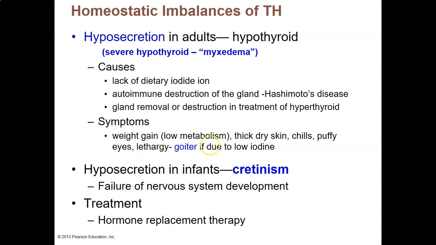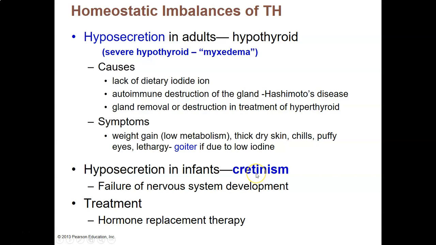If the thyroid hormone status is caused by low iodide, and I shouldn't say iodine, I should say iodide with a D, the ion, in the diet, then a goiter may be produced. We'll take a look at that in just a second.